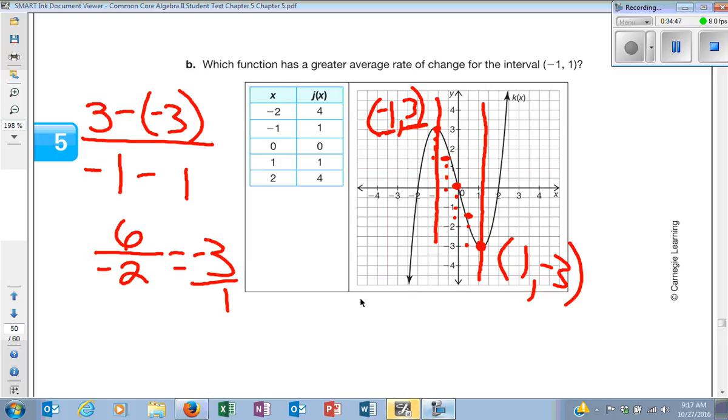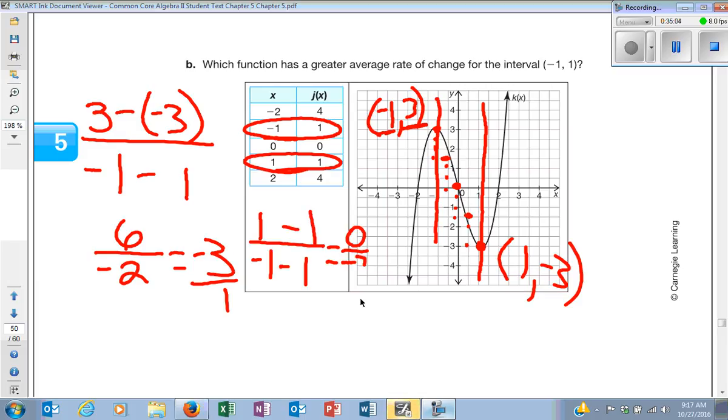Now with this guy, I'm going to use from negative 1. So there's my ordered pair to 1. So there's that ordered pair. So remember, y minus y. Well, it's going to be 1 minus 1 over negative 1 minus 1, which gives me a 0 over a negative 2, which is a 0 slope again.